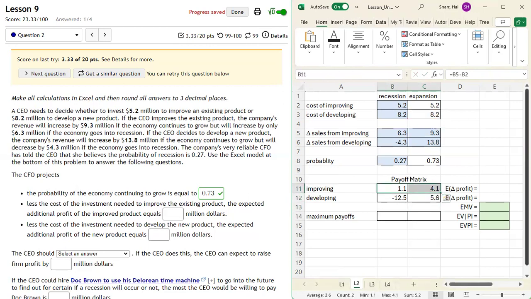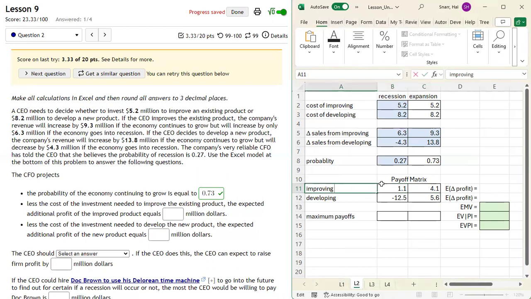If we calculated a standard deviation on this row with just two numbers, it's pretty obvious that the standard deviation here for improving the existing product is going to be a lot smaller than the standard deviation of developing a new product. With a minimum of negative 12.5 and a maximum of 5.6, that variation is large. Improving the current product, that variation is much smaller because these two numbers, the smallest and largest, are much closer together. So improving is less risky. Developing the new product is much riskier.